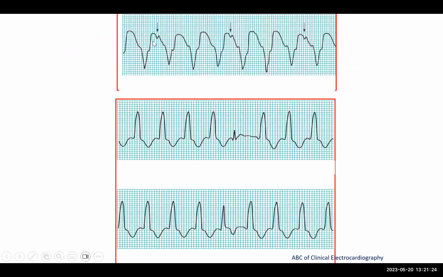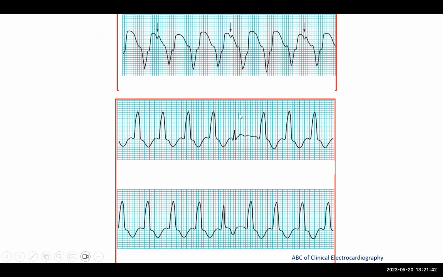So basically, AV dissociation, as you know, we have wide QRS complex tachycardia. We start to see P waves marching through, indicating that the atrium is activated by the sinus node. The ventricle is activated from the ventricular focus. So again, this is a hallmark of AV dissociation and ventricular tachycardia.